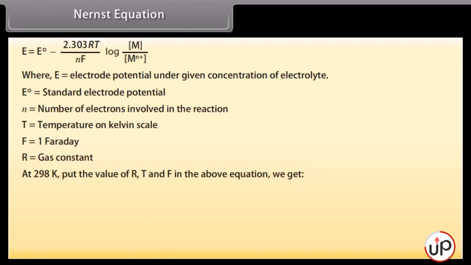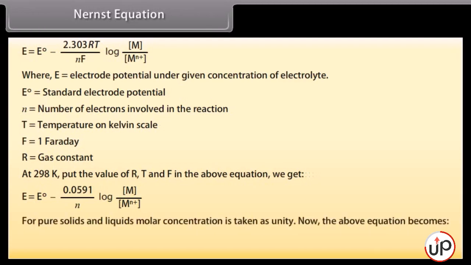R is equal to gas constant. At 298 Kelvin, put the value of R, T and F in the above equation. We get E is equal to E naught minus 0.0591 upon n log M upon M ion. For pure solids and liquids, molar concentration is taken as unity. Now, the above equation becomes E is equal to E naught minus 0.0591 upon n log 1 upon M ion.